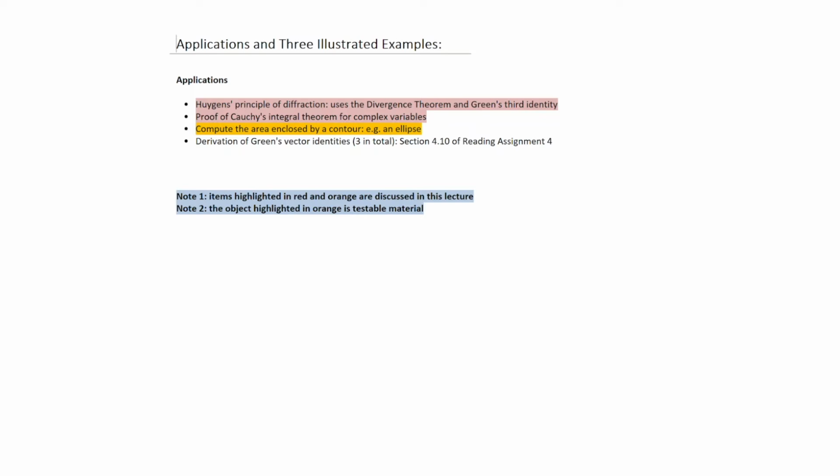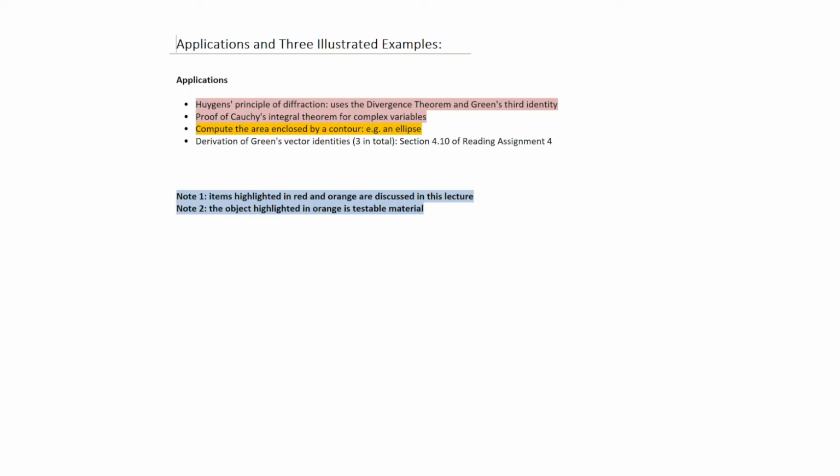So what we'll be looking at is Huygens' Principle of Diffraction, just as an example, in terms of where Green's circulation theorem comes in handy. And it uses the divergence theorem and Green's third identity in terms of coming up with what is a very simple solution to a complex problem. We won't go into details. I just want to give you a motivation as to why these theorems can actually be very useful in a physical context.